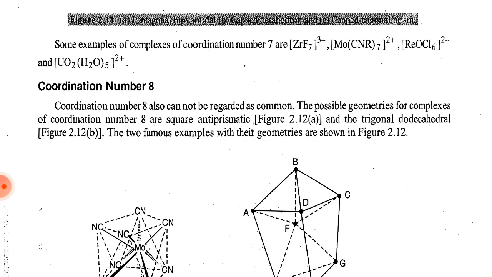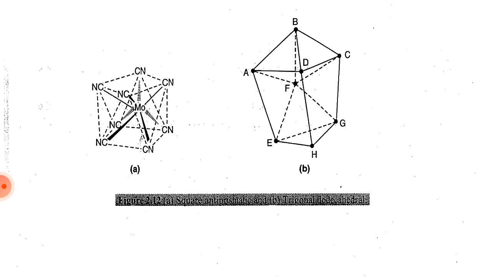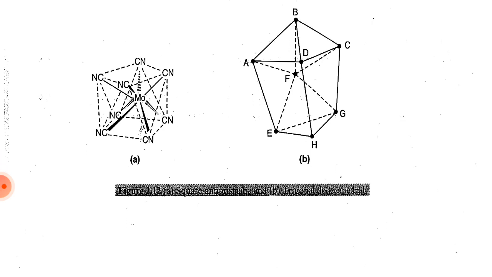The possible geometries for a complex of coordination number 8 are square antiprismatic and trigonal dodecahedral. Coordination number 8 is very rare, and it shows these two types of geometry. The two famous examples of this geometry are shown. The coordination number 8 complex of molybdenum shows square antiprismatic geometry, and this one shows trigonal dodecahedral geometry.